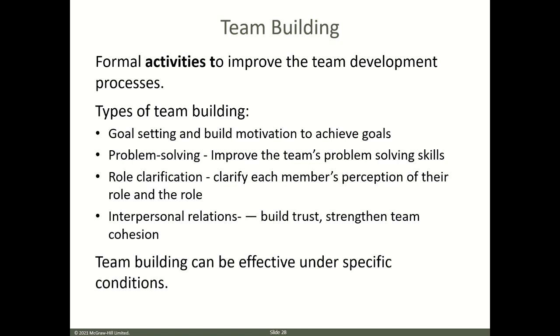When there is pure clarity about which task will be done by this team member, and which task will be done by another team member, whenever there is role clarification, there will be fewer chances of conflict. So clarity means each member's perception of their role and the rules. Interpersonal relations build trust and strengthen the team cohesion. So team building can be effective under specific conditions.